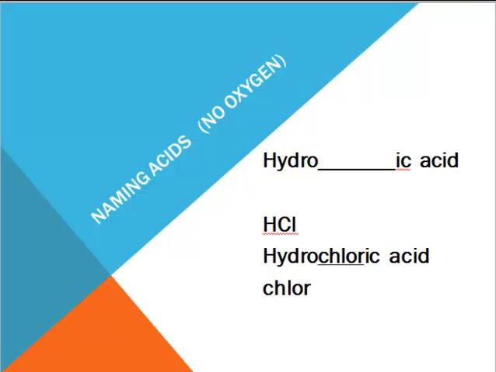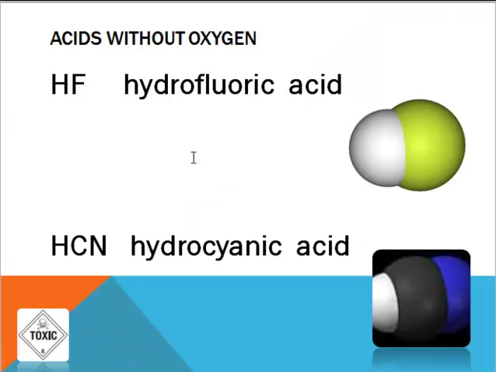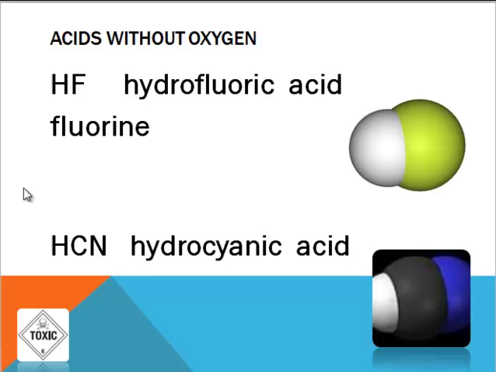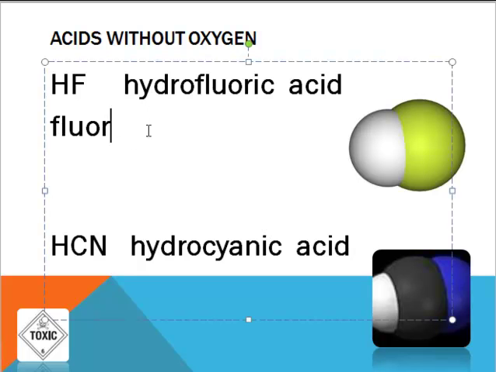Let's try two more examples. This is HF and HCN. HF has as a second element fluorine. And as I said, we're going to use the hydro and then end in ic. What part of the name of fluorine do I keep? I get rid of the last three letters, and those are the letters you see right here, and it becomes hydrofluoric acid.